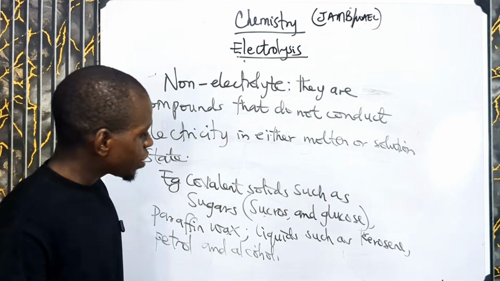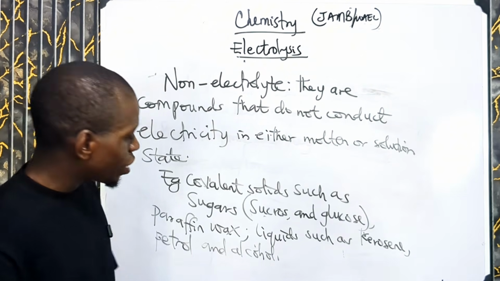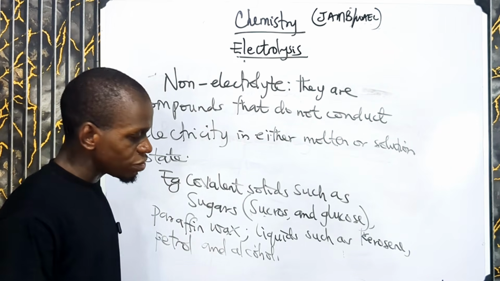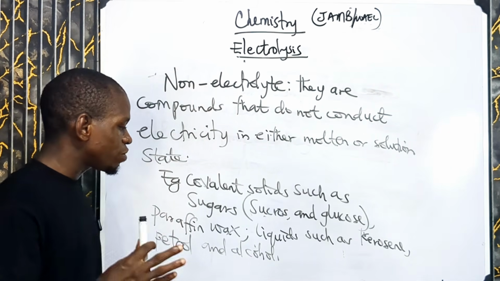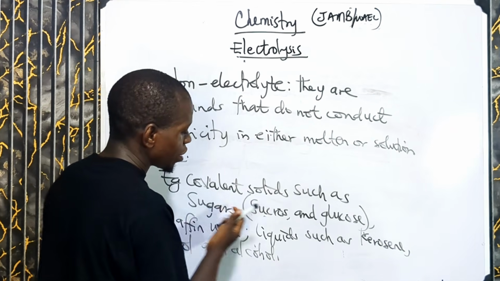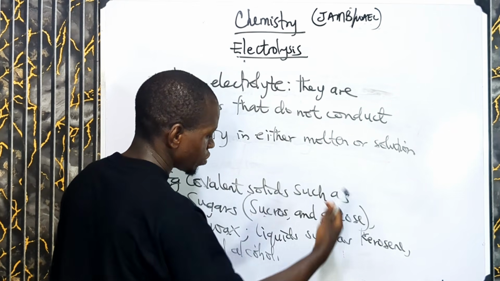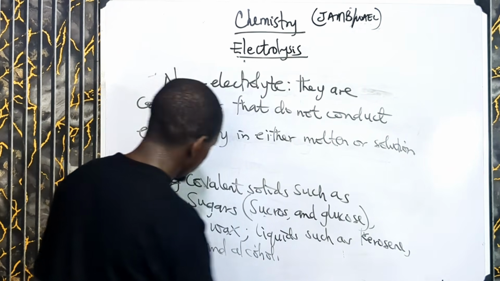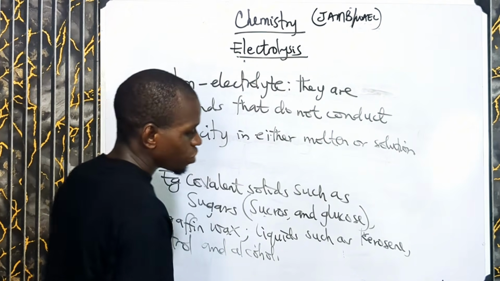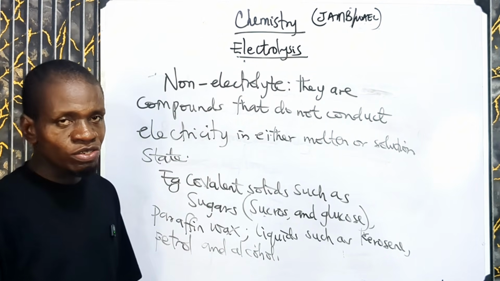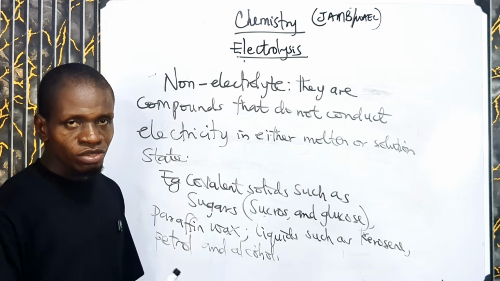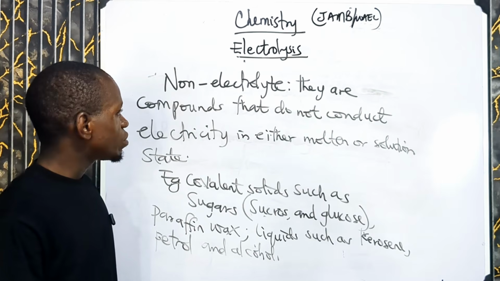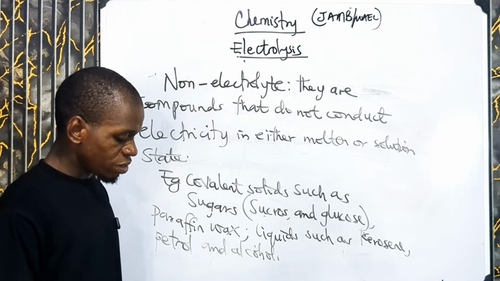So if you are given a question tomorrow or anytime, and they say which of these are non-electrolytes, just scan through it and identify. If you see sugar, either they call it sucrose or glucose, they're also in the family of sugar. Paraffin wax, then kerosene, petrol, and alcohol. All these are examples of non-electrolytes. They can't conduct electricity in either molten or solution form. But the ones that can conduct electricity, I've already talked about.